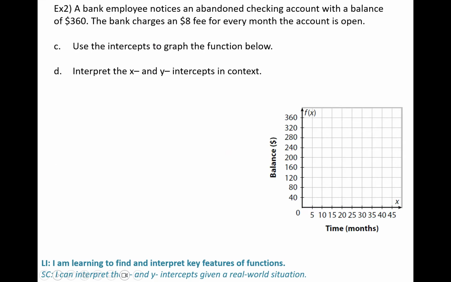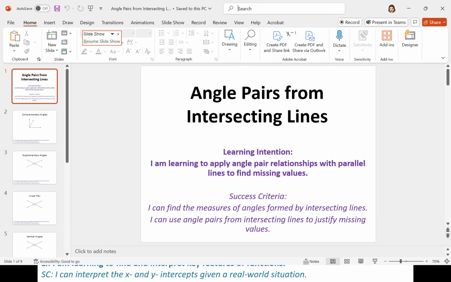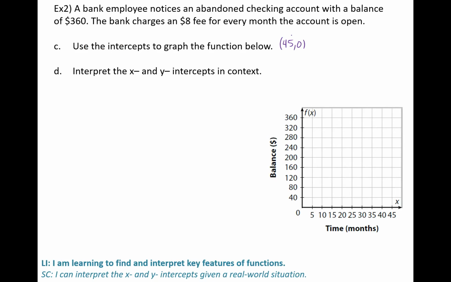The second half of that problem, apparently: use the intercepts to graph the function below, and I already interpreted them. Apparently I have my parts a little mixed up, so I apologize for the out of order part there, but the interpretations we just did on the last slide. All right, so part C, we can use those intercepts to graph the function below. Actually, I'm going to go back because I don't remember what they were. We had 45, 0. That was our x-intercept. And then for the y, we had 0, 360.